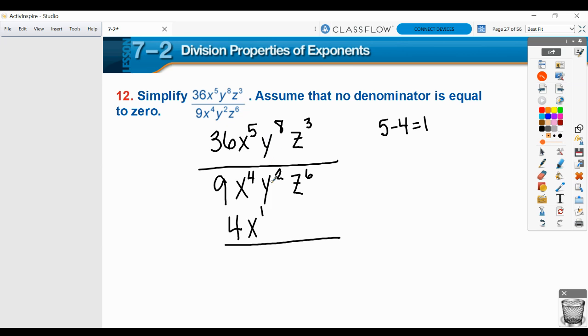Okay, look at the y's. You have 8 minus 2, which is 6. Y is in the numerator. The 8 is in the numerator, so the 6 goes in the numerator. And then finally, you have the z's. 6 is bigger, so 6 minus 3 is 3. But 6 is in the denominator, so the z to the 3rd needs to go in the denominator.